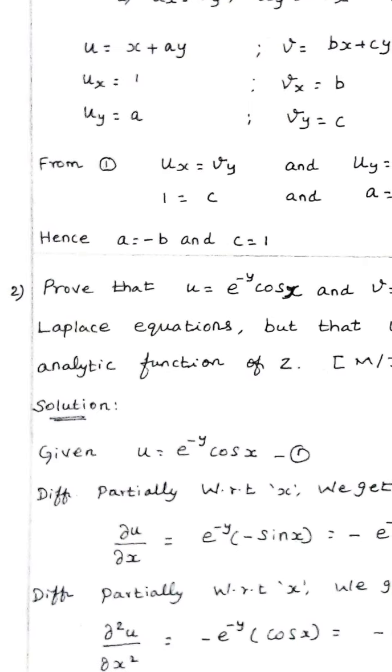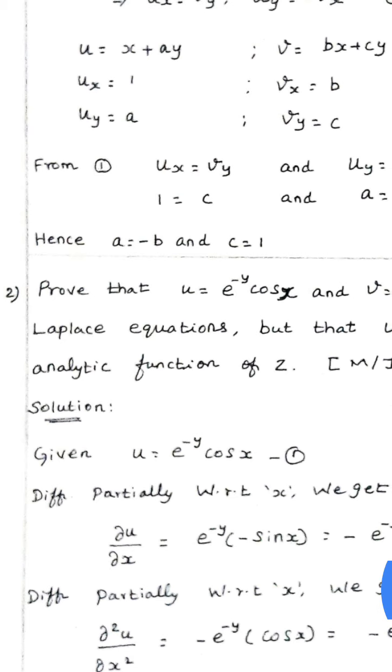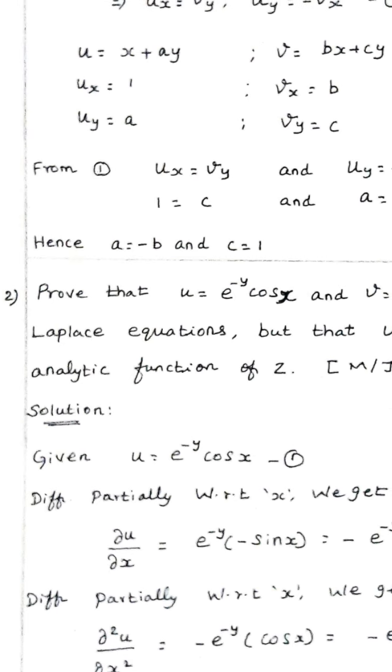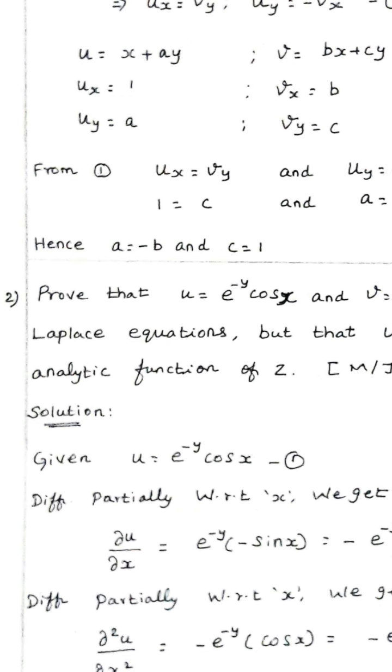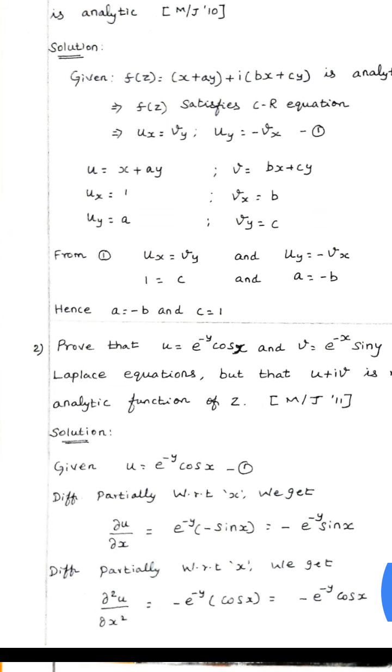So I am not getting the values for A and B separately, but I got the relationship between A and B. That is nothing but what? A is equal to minus B. And I got the value for C, that C is equal to what? 1. Like this also they will ask. See, it was asked one time.